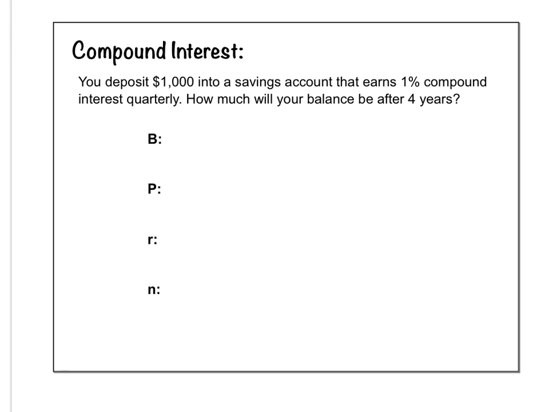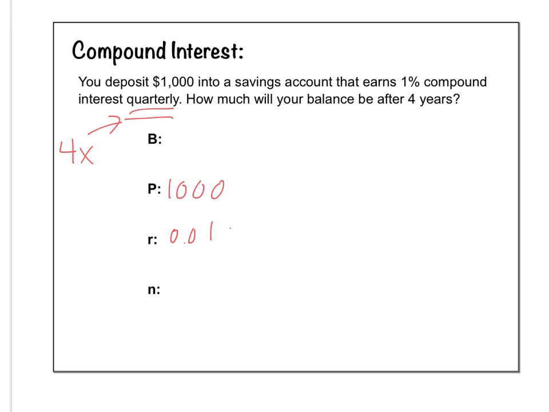So this last example says you deposit $1,000 into a savings account that earns 1% compound interest quarterly. How much will your balance be after 4 years? So as always, let's start by filling out what we were given. My principal is that $1,000. My rate is 0.01, but I get it quarterly. That is 4 times a year.